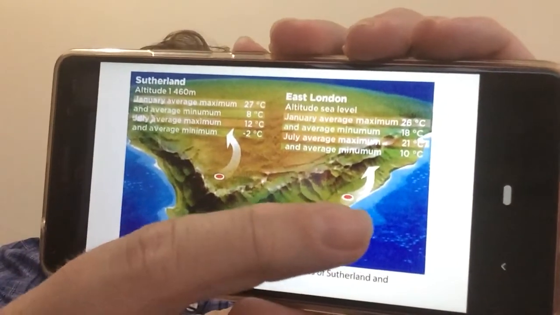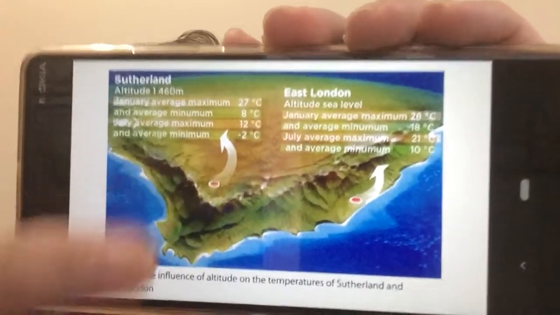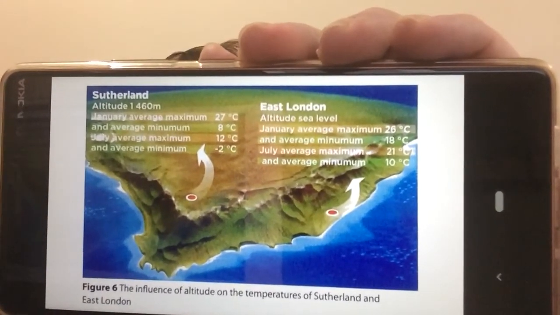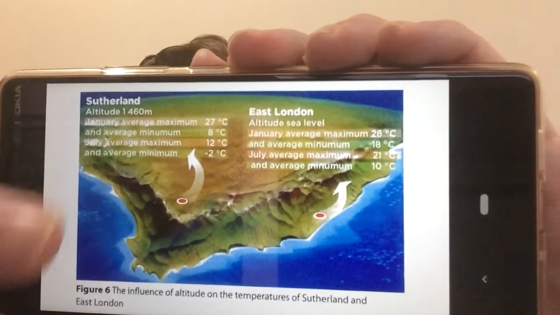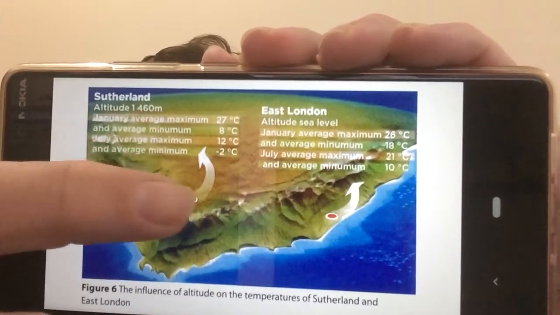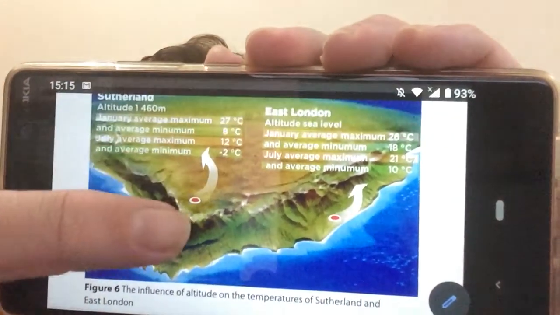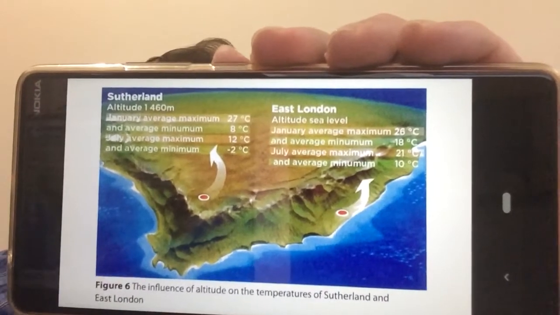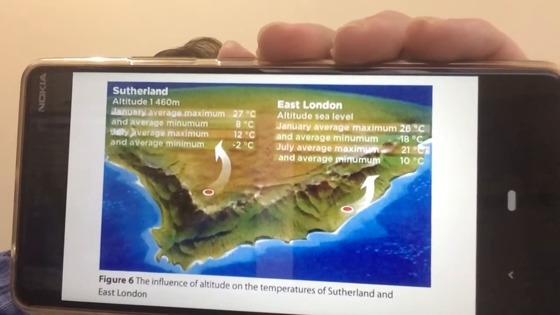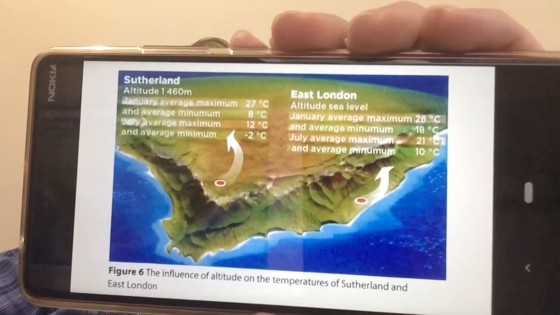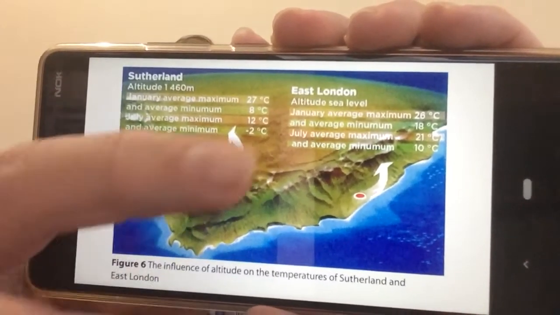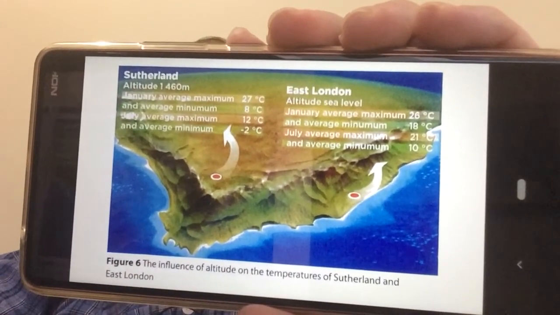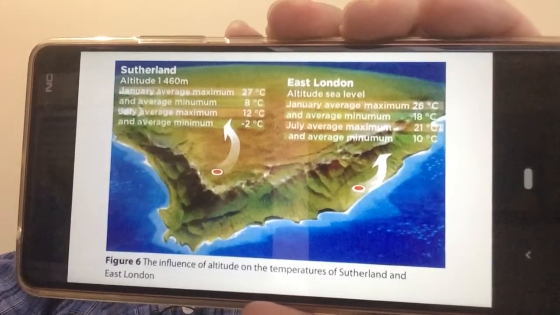Okay, then our next one, well, in this picture you can also see the difference between being near the ocean and inland as well, but this one is about altitude. So Sutherland in the Cape has a much higher range of temperatures. It's much further up. So at a higher altitude, it's a lot cooler. East London is right at the coast and at sea level, and has much higher temperatures and a lot smaller range as well. Okay, so altitude also makes a difference. The higher up you go, the cooler the temperatures tend to get.